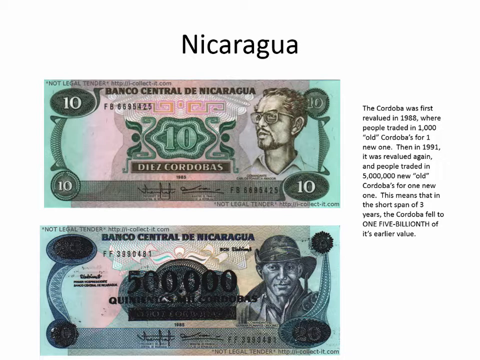The Cordoba was first revalued in 1988, where people traded in 1,000 in old Cordoba notes for one new Cordoba note. And then a mere 3 years later, in 1991, it was revalued again, and people traded in 5 million of the old, I guess now new old, Cordoba for one new one. So that means that in the short span of 3 years, the Cordoba fell to 1/5 billionth of its value from a few years prior.